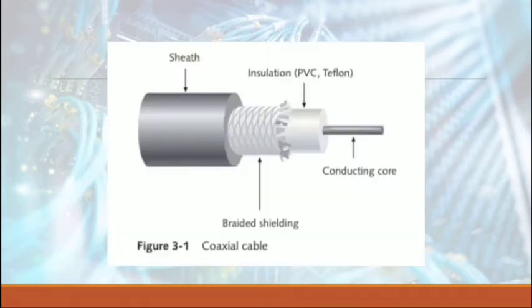So this is what a coaxial cable looks like. Coaxial cable has a central insulated conductor which may be a solid wire or stranded. It is called the conducting core. Then the conducting core is covered with an insulator, which is called PVC or Teflon. It is then enclosed in a conducting layer, which is usually a copper or aluminum mesh or sometimes a solid metal sleeve. It is called braided shielding. Then, it is covered by an outer sheath, or a plastic jacket.